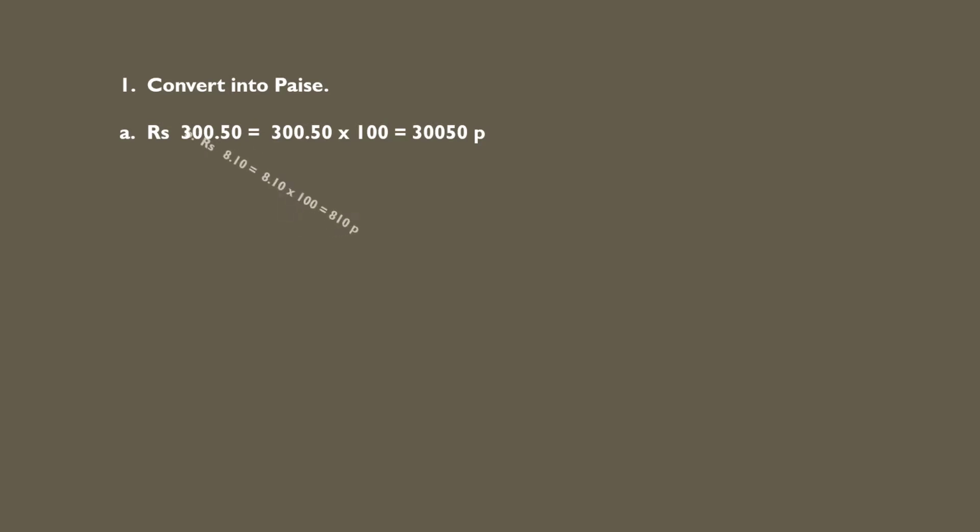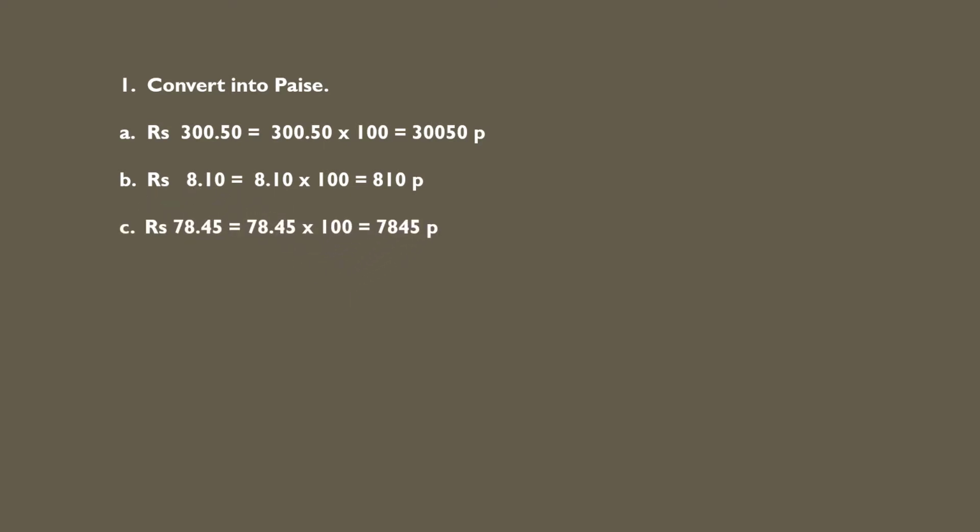Then B part, 8 rupees 10 paisa. You have to convert into paisa, multiply with 100, remove the point from there. So 810 paisa. Then C, 78 rupees 45 paisa. Again you multiply with 100, and after that you will remove the point from there. It will become 7,845 paisa.